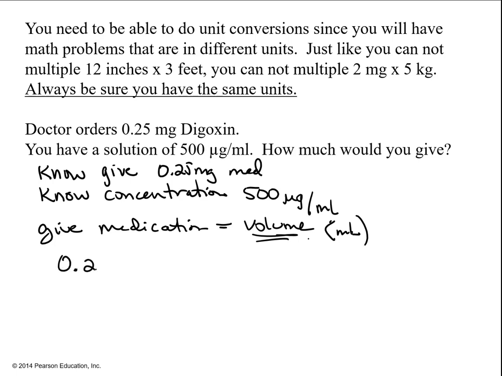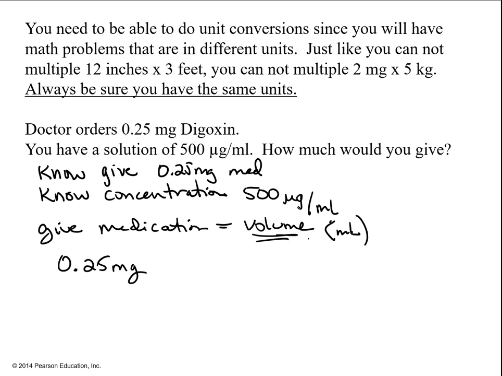So if I took 0.25 milligrams, that's the amount that I have to give, and I want to use this concentration, I want to get rid of milligrams. Think of it almost like a unit conversion. I want to get rid of milligrams and get milliliters as my answer. So I can use this concentration to do that, but I have milligrams as my dose, and my concentration is in what mass? Micrograms. So do you see that milligrams and micrograms are not the same? So I can't use them together. They will not cancel each other.